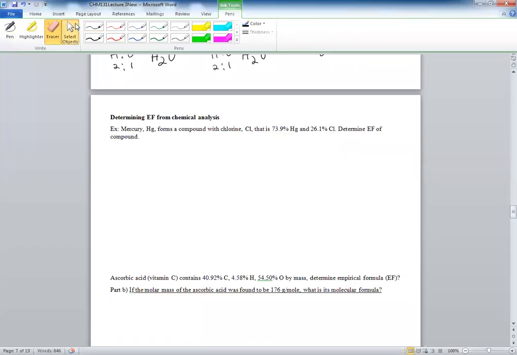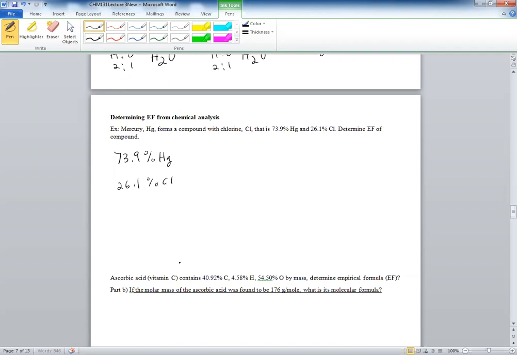Let's examine a problem that asks you to determine the empirical formula of a substance from chemical analysis. And of course, this chemical analysis gives us data. So here's a problem. It says mercury, Hg, forms a compound with chlorine, Cl, that is 73.9% mercury. So we start with that, right? Organize your data, information. And 26.1% chlorine.